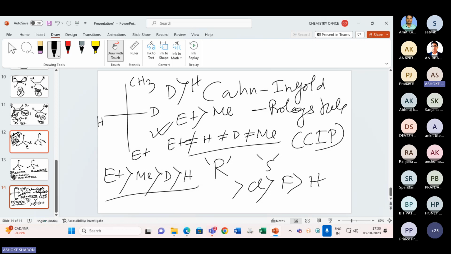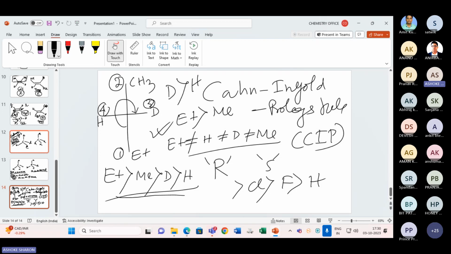Then you have to give the numbering. This is 1, this is 2, this is 3, this is 4, as per our CIP priority. Now you have to rotate from 1 to 2 to 3. So 1 to 2 to 3 is in that direction. The rotation will be in that direction, so it is a clockwise rotation.